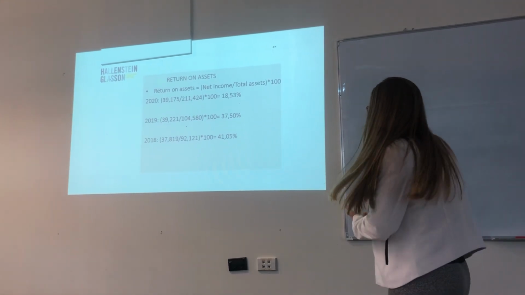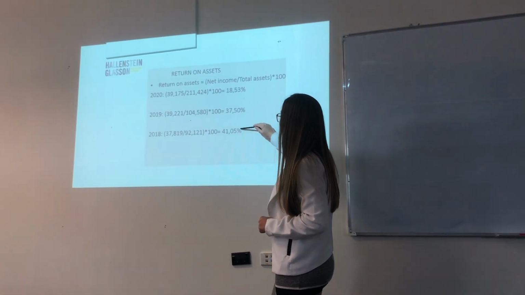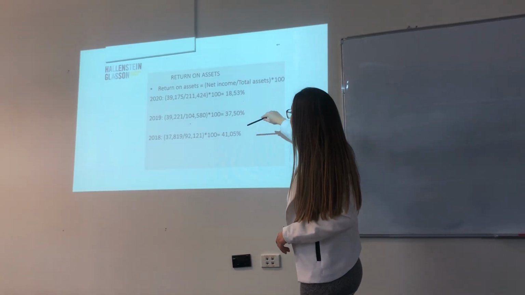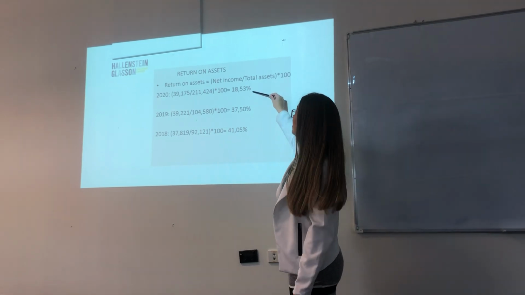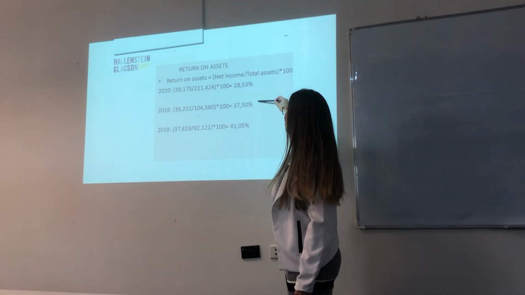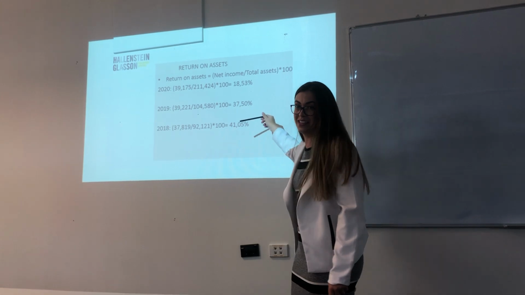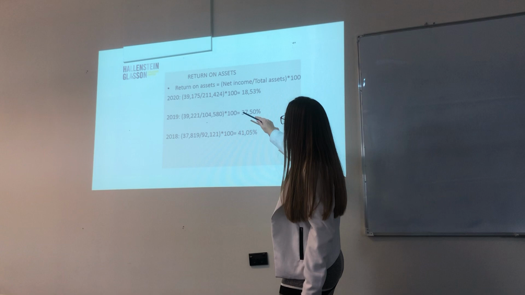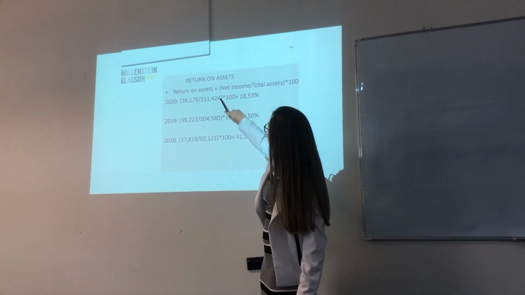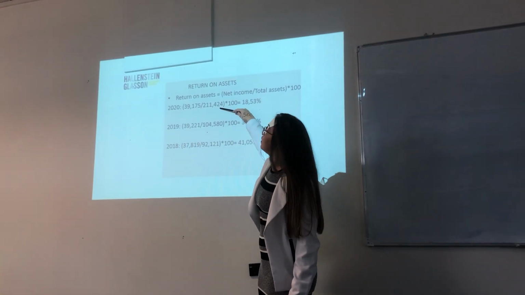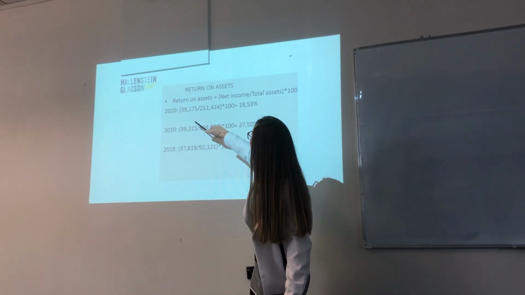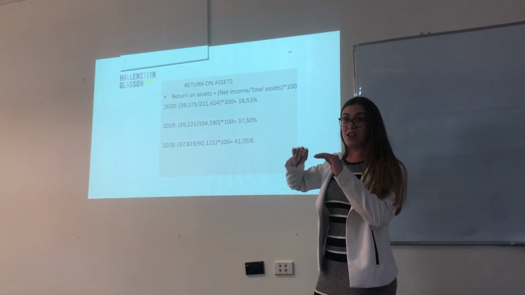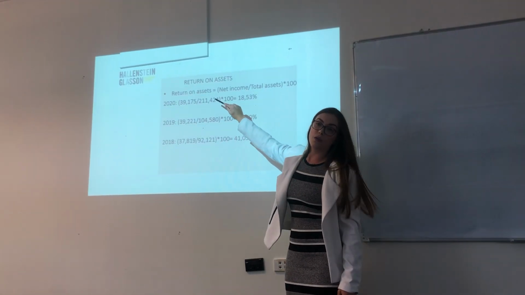For the return on assets, we can see that they have a huge difference here. Here we have 41% and here 18%, so it dropped like 20%. It's too much for just 2 years. It's because here they doubled the total assets, but they didn't change the net income too much. That's why they have the huge difference in return on assets.